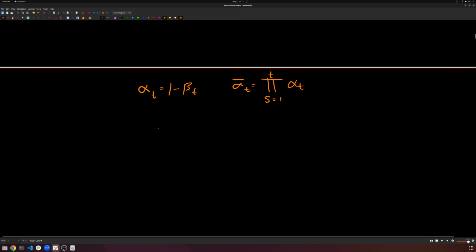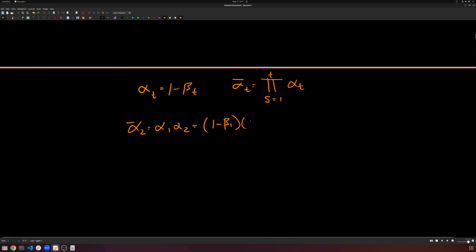And so what does that mean? That means, let's say alpha hat 2, it's going to be alpha 1 times alpha 2, because we're going to do from s equals 1 to t, and in that case t is 2. So it's 1 and 2. And then we can rewrite this as 1 minus beta 1 times 1 minus beta 2, just like that. So that's basically how this hat notation works. And so we're going to be using this.